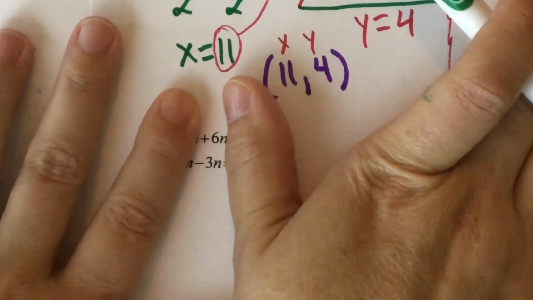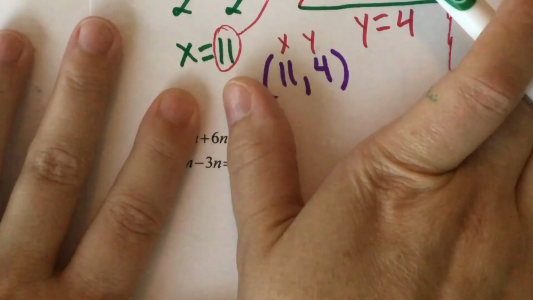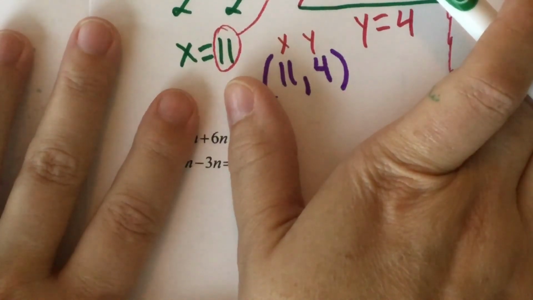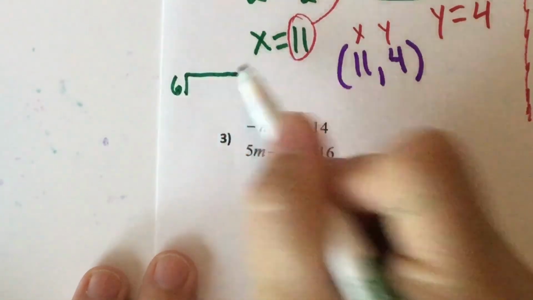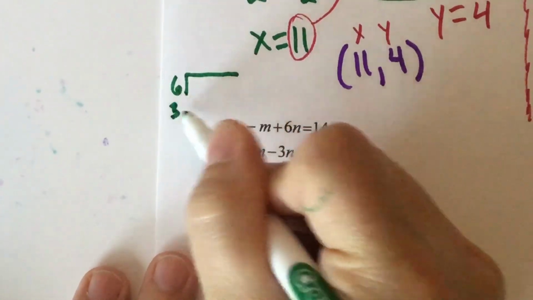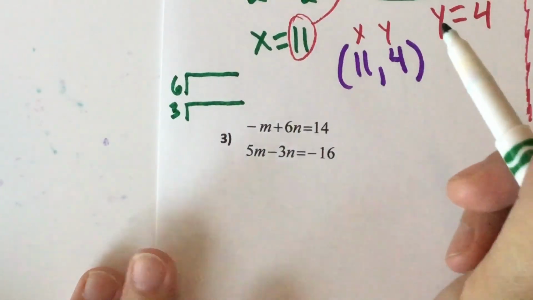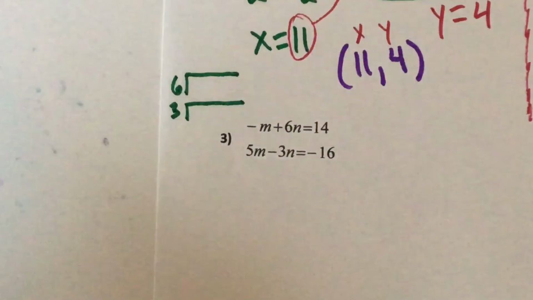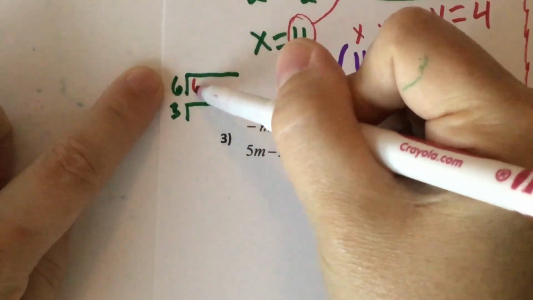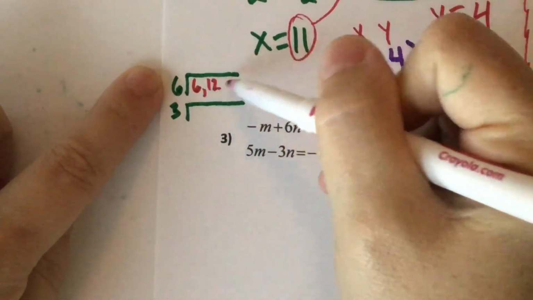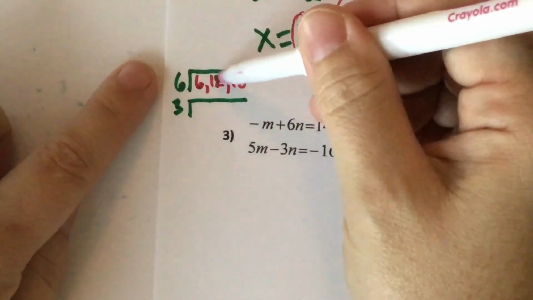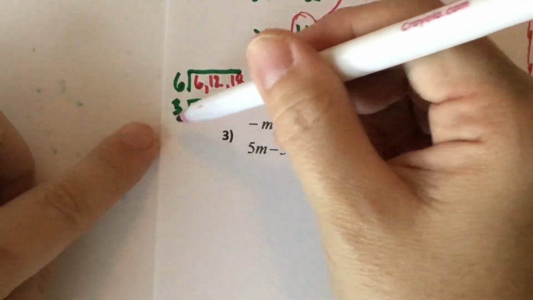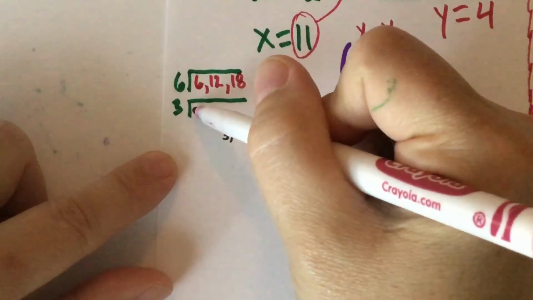So right now there's a 6 and a 3. So what you have to ask yourself is what's the smallest thing a 6 can divide into and a 3 can divide into? So think of their multiples. 6 times 1 is 6. 6 times 2 is 12. 6 times 3 is 18, etc. These are numbers that 6 can divide into. Think of your multiples of 3. 3 times 1 is 3.